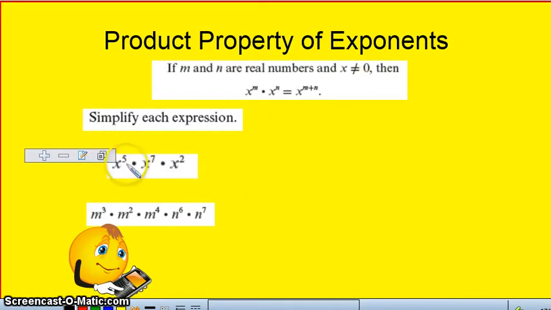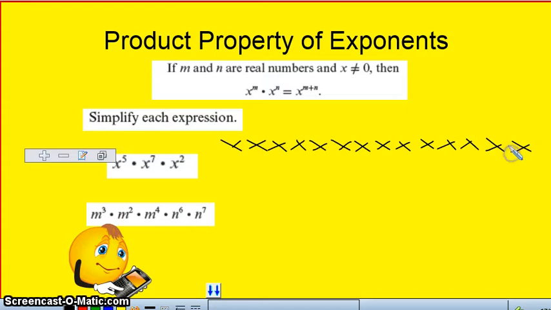Here we have x to the 5th times x to the 7th times x squared. Now that means we have 5 x's times 7 more x's times 2 more x's. Now remember, our base is what we're multiplying, and our exponent is how many times we're multiplying it. So here, obviously, we're multiplying x, and we're multiplying it 1, 2, 3, 4, 5, 6, 7, 8, 9, 10, 11, 12, 13, 14 times. So this would be x to the 14th power.